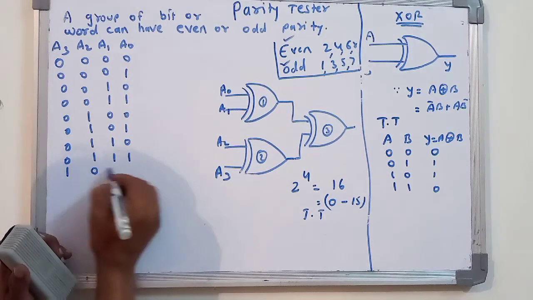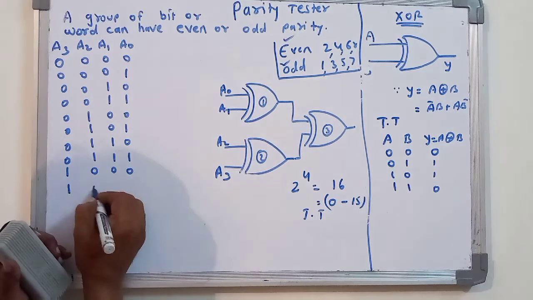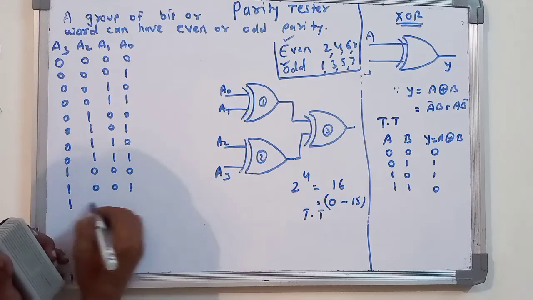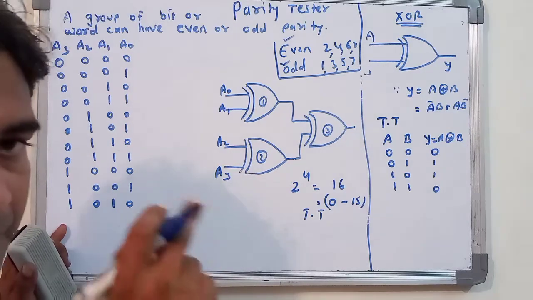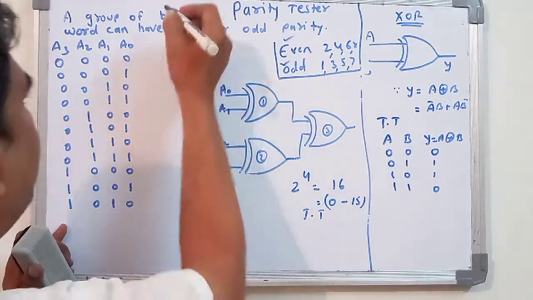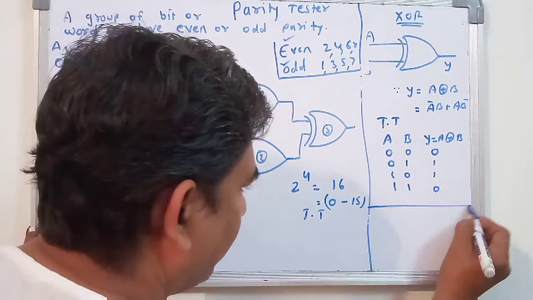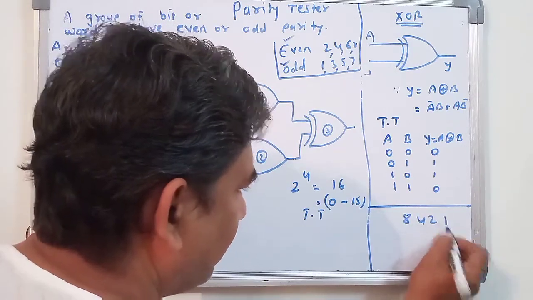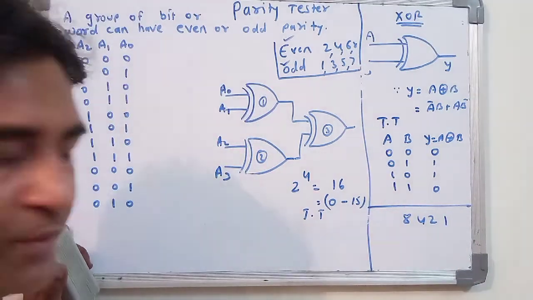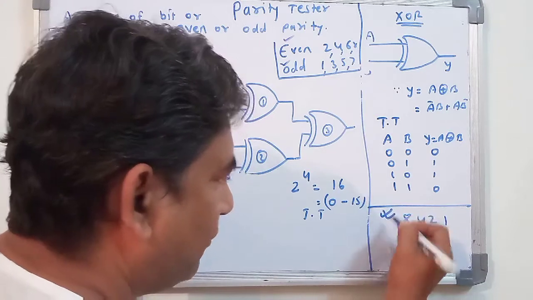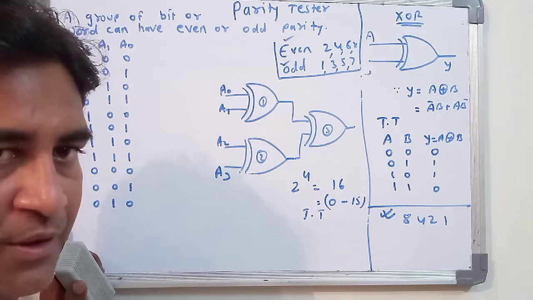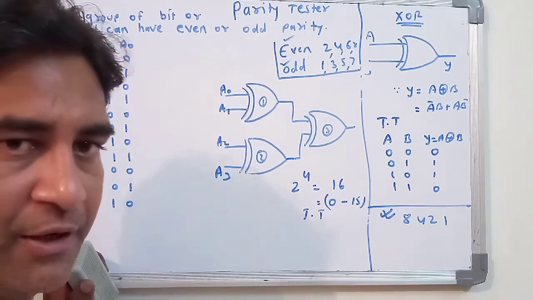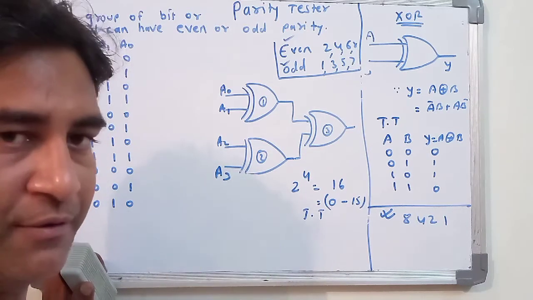Then 8, then 9, then 10. Listen students, if you have forgotten that table, then this 8421 you have to keep in your mind. From this particular 8421, you have to mark the zeros and ones.